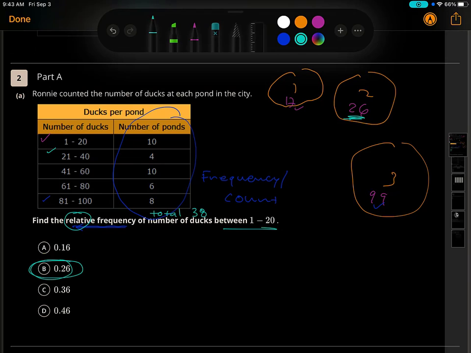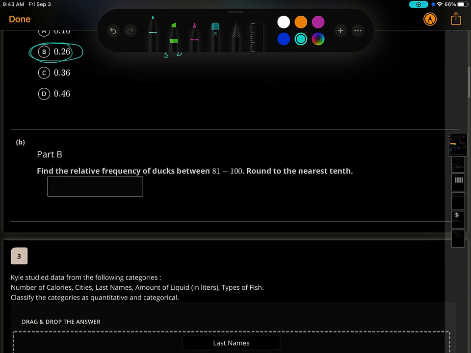Again, 1 to 20, that's just this row, so that's 10 divided by the total, 38. Gives me a decimal, and then if you needed to, multiply it by 100 to give you a percent. In this case, we just have relative frequency is just decimals.